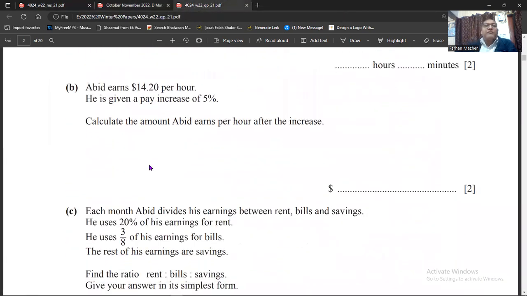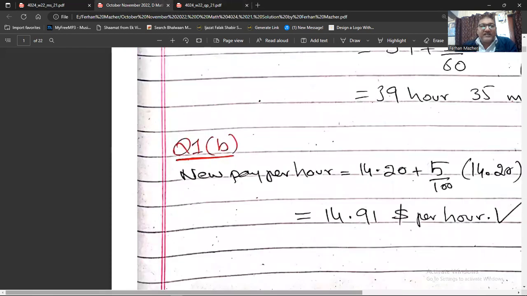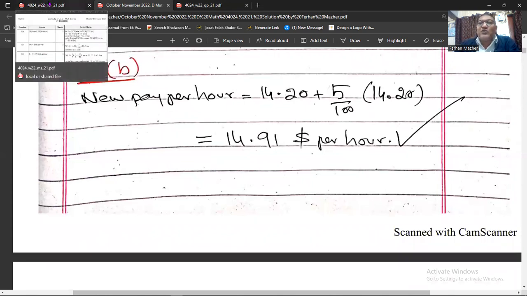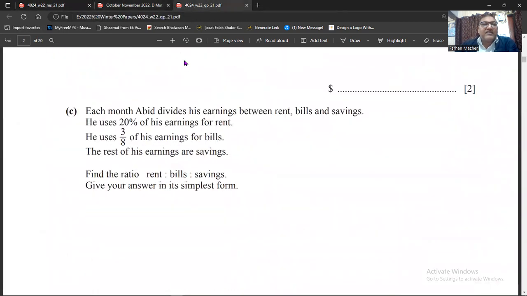Question number 1B part. Abid earns $14.20 per hour. He is given a pay increase of 5%. Calculate the amount Abid earns per hour after the increase. Okay, the old value is $14.20, and there is an increase of 5% in his income. So what will be the new income? That's the question. So 14.20 plus 5% of 14.20, and when you enter these values in your calculator, you get $14.91 per hour. So his new per hour wage will be 14.91. 14.91 is the right answer, sir. So our answers are right.